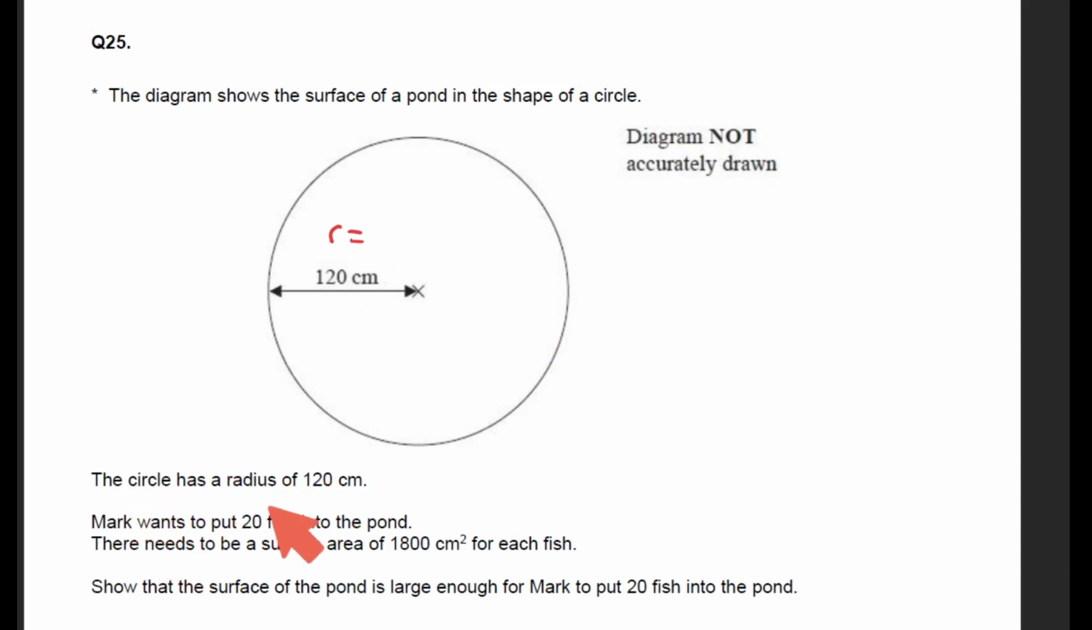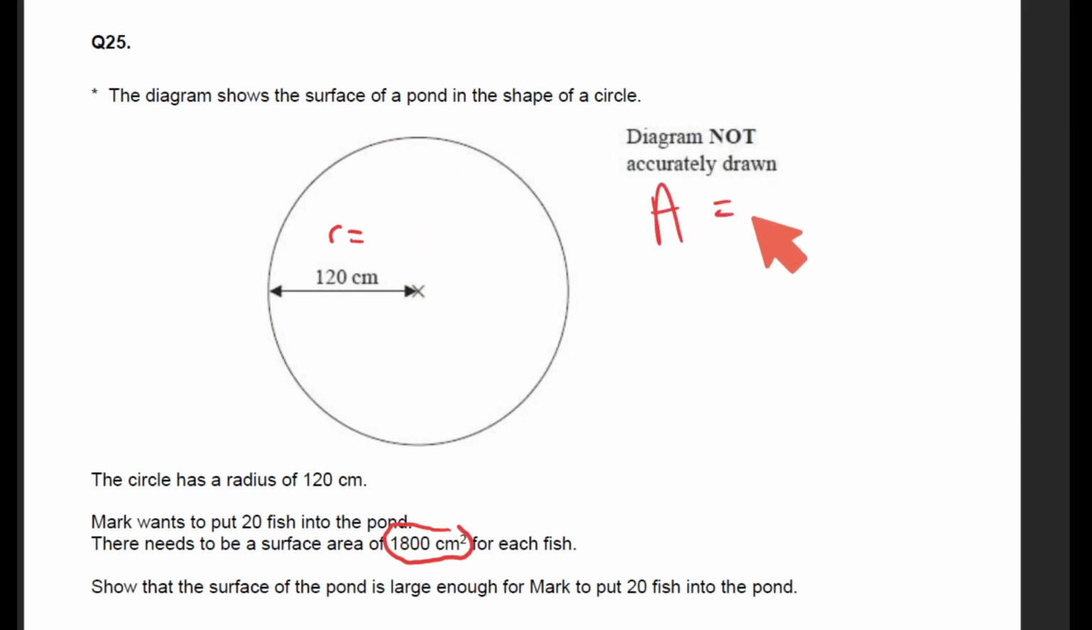The circle has a radius of 120 centimeters. Mark wants to put 20 fish into the pond. There needs to be a surface area of 1800 centimeters squared for each fish to survive. Show that the surface of the pond is large enough for Mark to put 20 fish into the pond. Each fish needs 1800 centimeters squared. That centimeter squared tells you we're dealing with area, so we need the area of a circle.